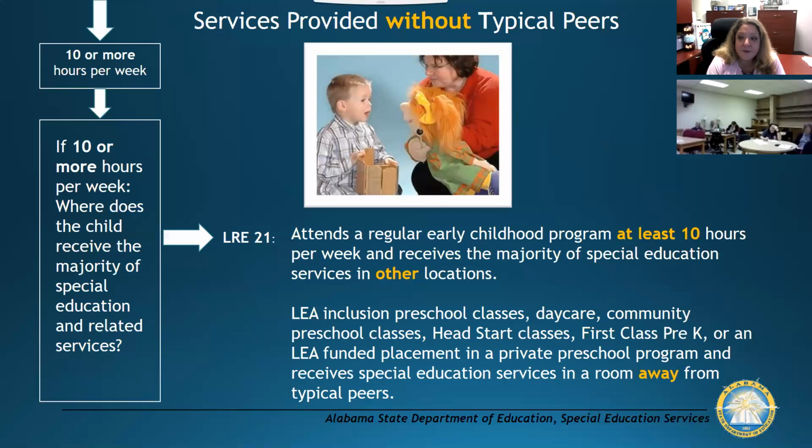Similar to Isabella in the first case, Michael goes to his program full time, so he's 10 or more hours a week in the regular early childhood program. So the next question for him is where does he receive the majority of his special ed and related services? Unlike Isabella in the first case, Michael receives his services in another location because he is pulled out without typical peers. So that's what we call pull out. So for him, his LRE is what?